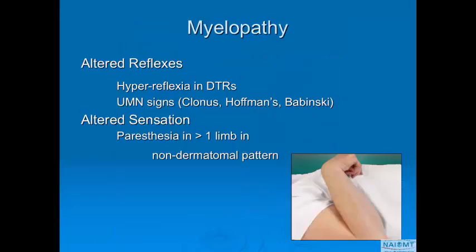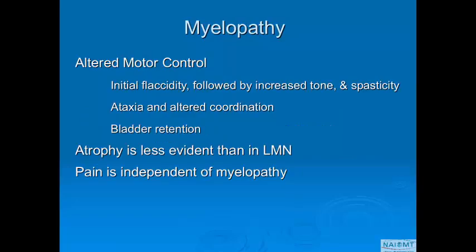In myelopathy, we see altered reflexes, hyperreflexia in our deep tendon reflexes, and upper motor neuron signs, like positive plantar responses, such as Babinski, upper extremity upper motor neuron Hoffman's sign, and clonus. Altered sensation may occur in more than one limb in a non-dermatomal pattern. Altered motor control is also seen primarily in ataxia.